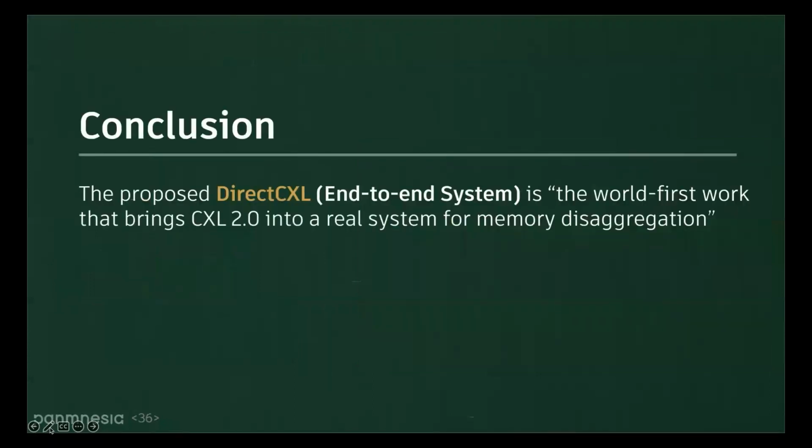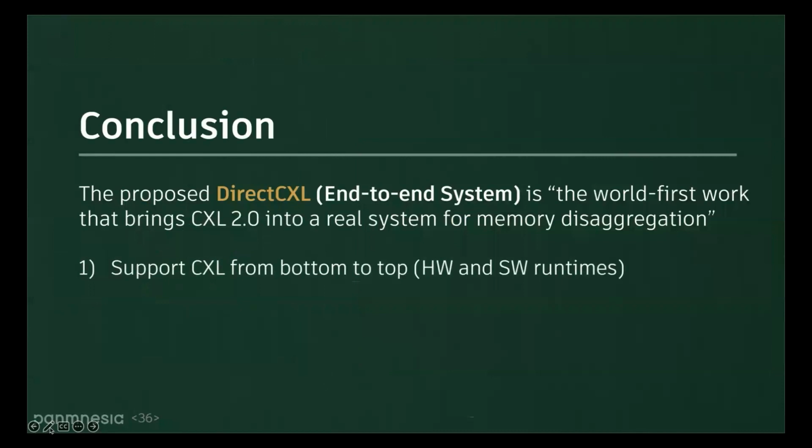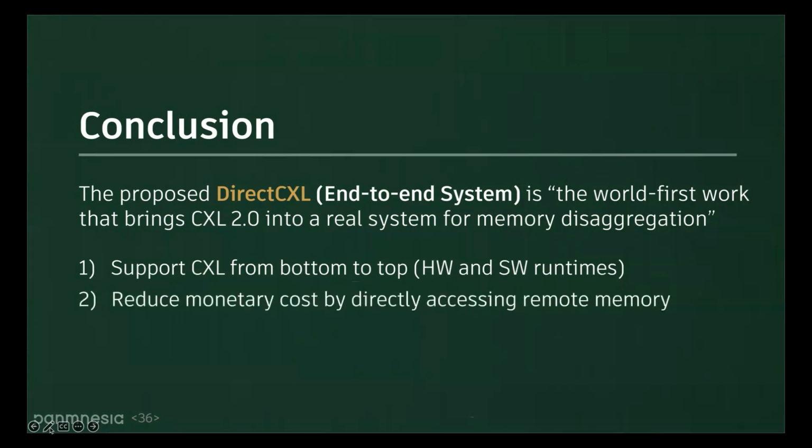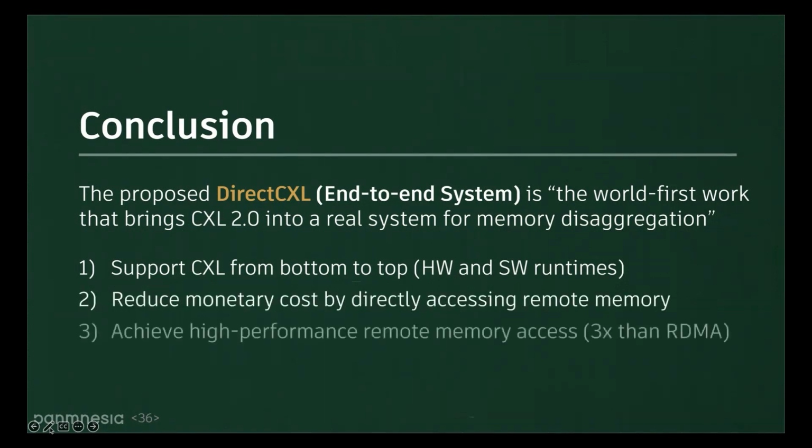In this work, we showed Direct CXL, the world's first real CXL version 2 system for memory disaggregation. It supports CXL from bottom to top, including hardware and software runtimes. Also, it reduces the monetary cost of directly accessing remote memory, and it achieves high-performance remote memory access.